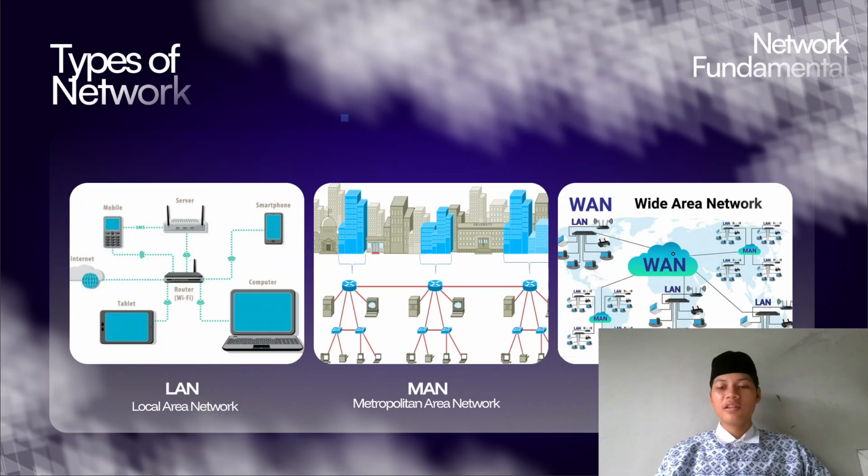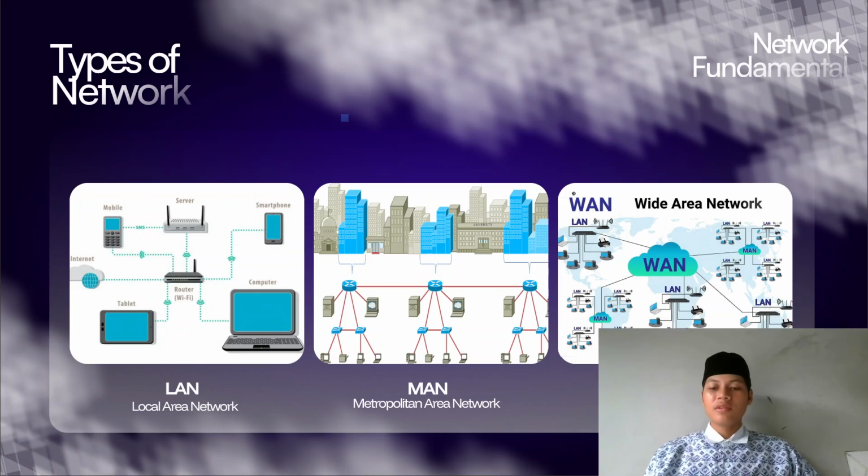Okay. The third is wide area network, or WAN. A wide area network is a lot of metropolitan area networks connected into one. It is like the world's data center. There are a lot of cities and a lot of countries connected into a wide area network. The example of a wide area network is actually the internet, because there are a lot of cities and countries using it.